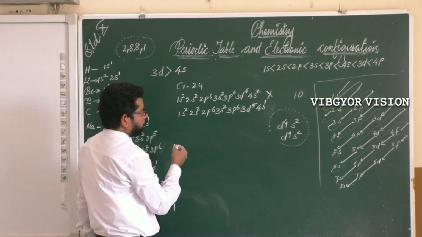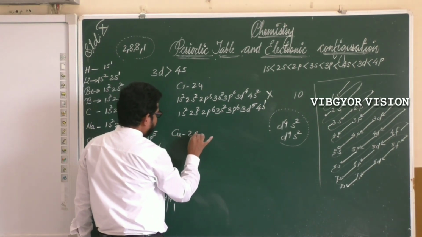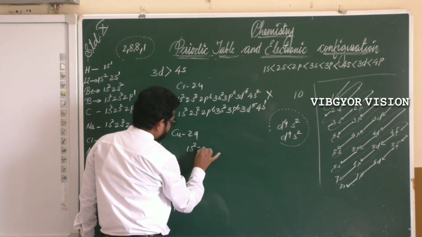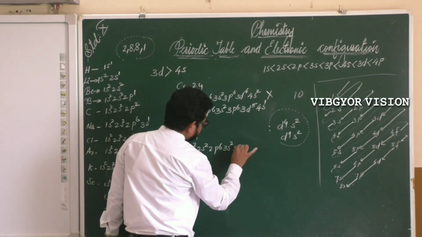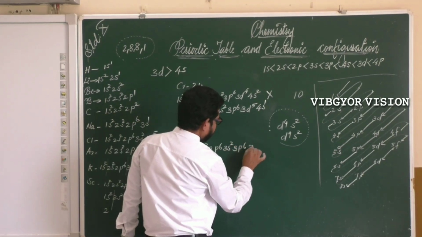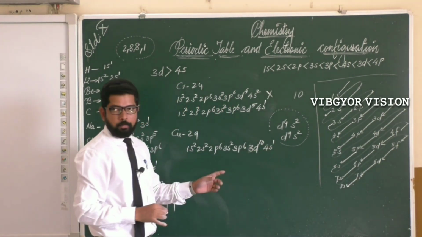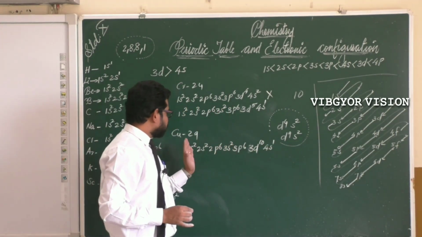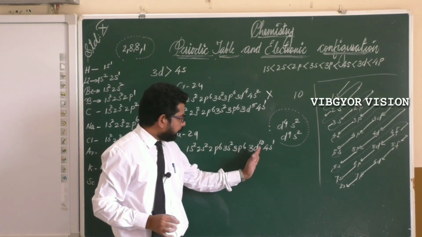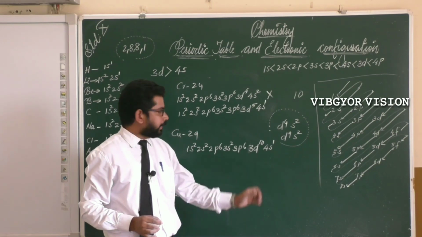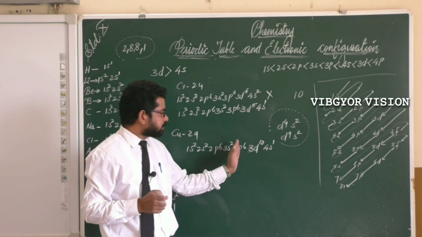Next, let us write the electronic configuration of copper in the same manner. Atomic number of copper is 29. 1s2, 2s2, 2p6, 3s2, 3p6, 3d10, 4s1. The actual configuration would have been 1s2, 2s2, 2p6, 3s2, 3p6, 3d9, 4s2. But here you have to write it as 3d10, 4s1. What is the reason?